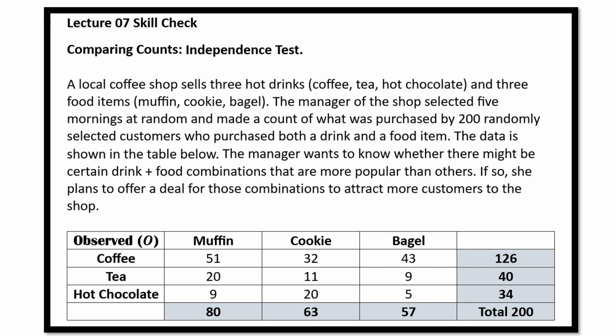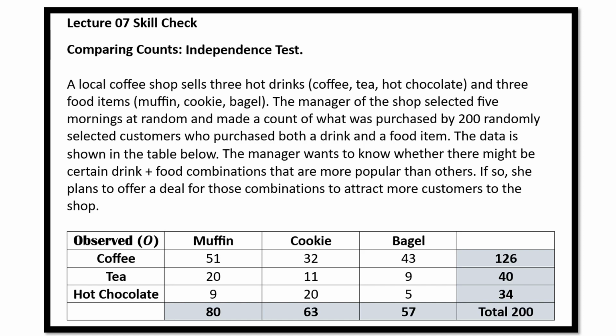And so here in this scenario, we're looking at a local coffee shop that sells 3 hot drinks, coffee, tea, and hot chocolate, and 3 food items, muffin, cookie, and bagel. So we're imagining that the manager of the shop selected 5 mornings at random and made a count of what was purchased by 200 randomly selected customers who purchased both a drink and a food item.